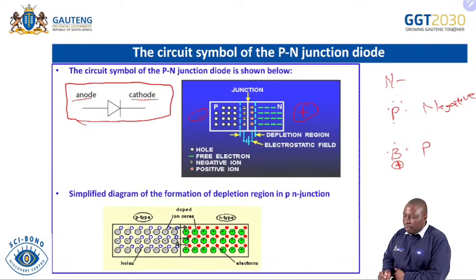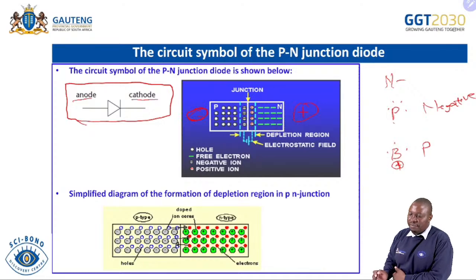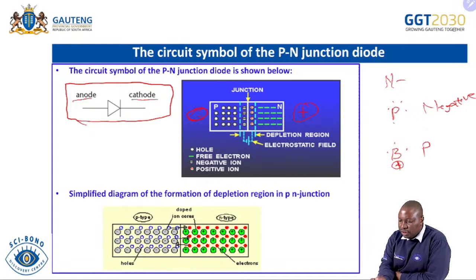We said from the P side, the positive holes will move towards the electrons. When they move towards the electrons, they are leaving a negative charge there. Hence we'll be having our anode and our cathode, because when the electrons move there, the holes move there, then we have electrons that are moving from the N, the negative ones, moving to that side. When the electrons move that side, they are leaving a positive charge. So you can see on this side of the junction, we have a negative, and on this side of the junction, we have a positive.